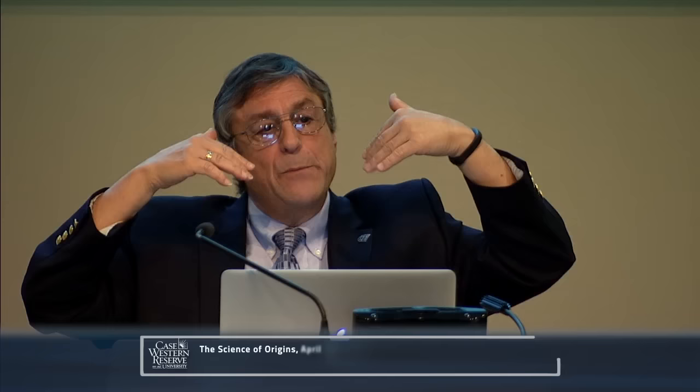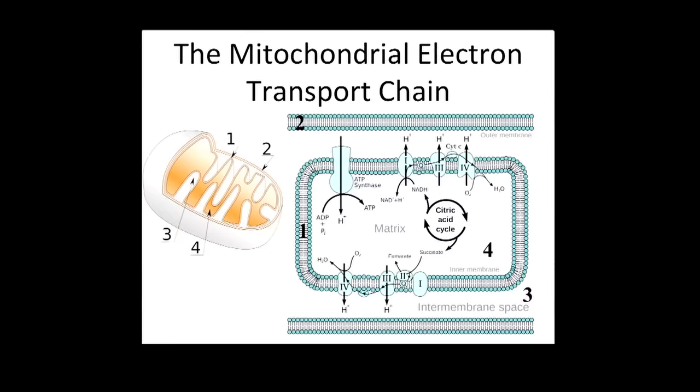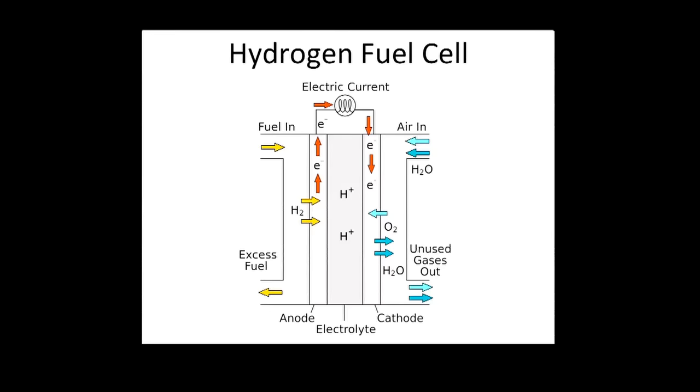What good is that? Well, because you now have a big difference between the amount of hydrogen in the intermembrane space and almost none in the matrix, that hydrogen creates a concentration gradient. And it comes pouring in through this very specialized pore, which is an ATP synthase. And as it comes down, the energy in that gradient is used to make ATP from ADP. And that's the magic. This is, in reality, each mitochondrion acts as a hydrogen fuel cell.